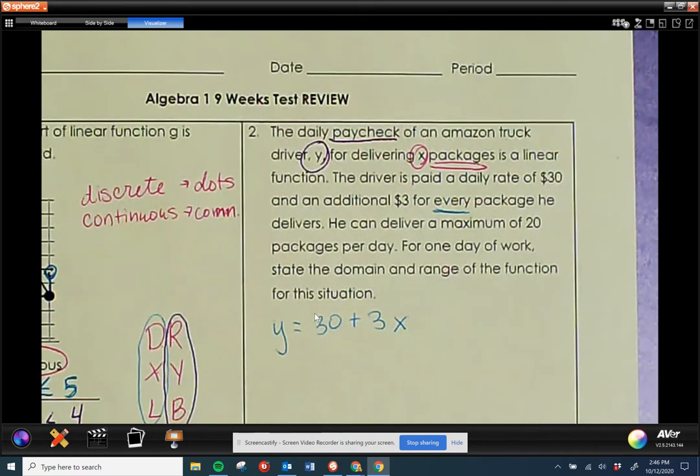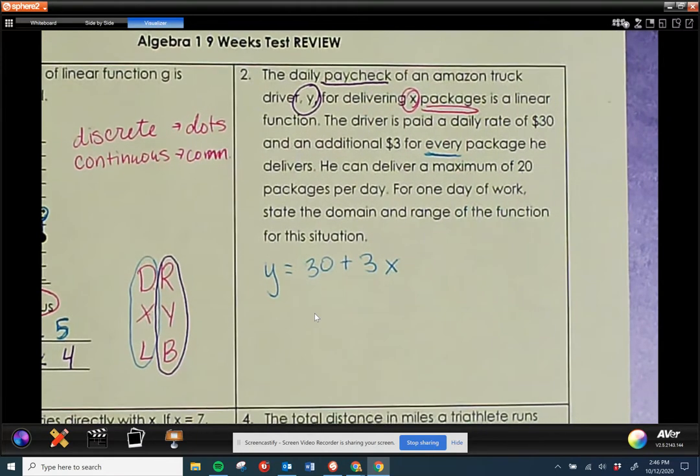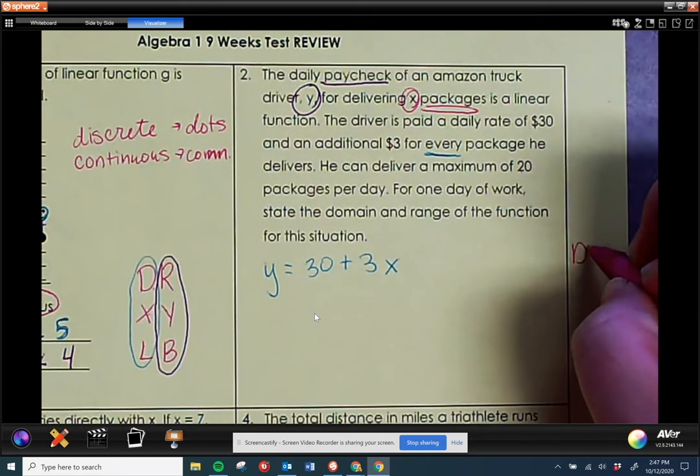Okay, he can deliver a maximum of 20 packages per day. For 1 day of work, state the domain and range of this function. Okay, so this would technically be a discrete situation because he can't deliver a half of a package or a fourth of a package. But due to the similarity of the test question you're going to see on Wednesday, I'm going to treat this like it's continuous. Okay, so what we would say is, same thing, Dr. XY loves biology.